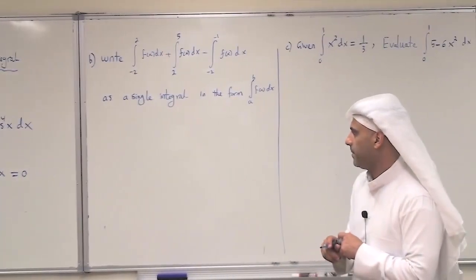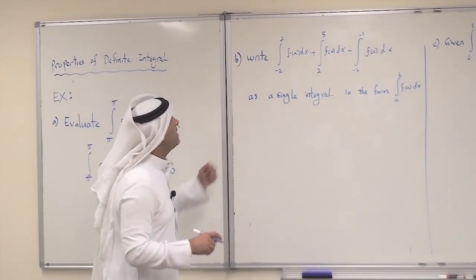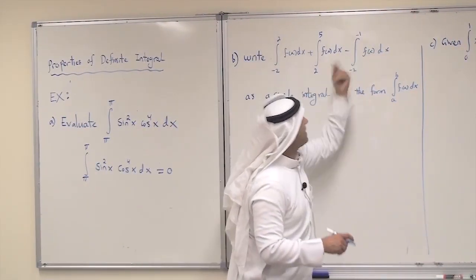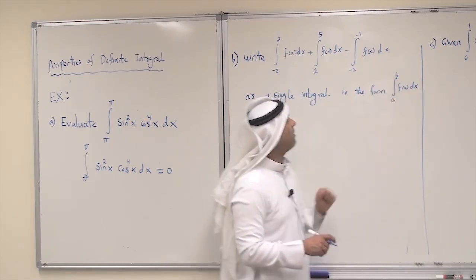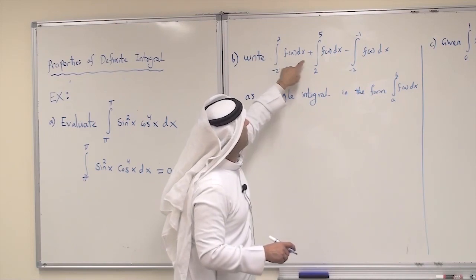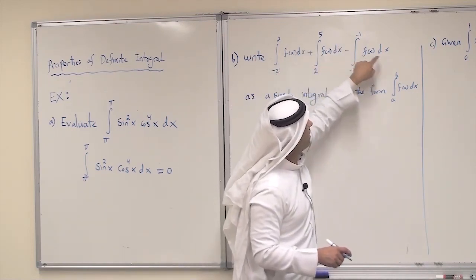That's the first point. The second one here is talking about properties of integrals. It says, rewrite these summations here, the three terms here, as a single term of the form integral from a to b of f of x dx. We have the integral from minus 2 to 2 of f of x dx, 2 to 5 of f of x dx, minus 2 to minus 1 of f of x dx.